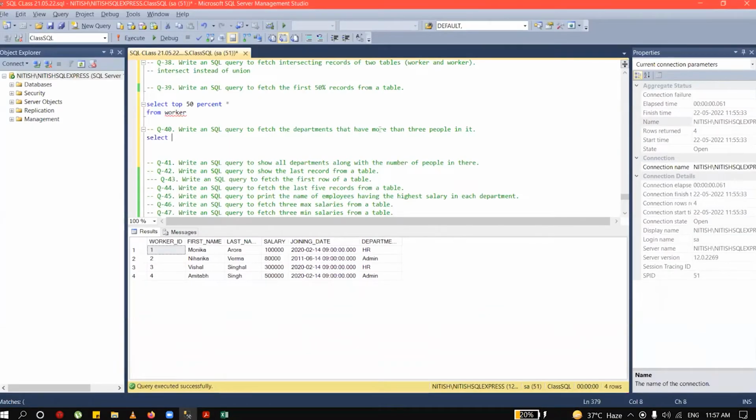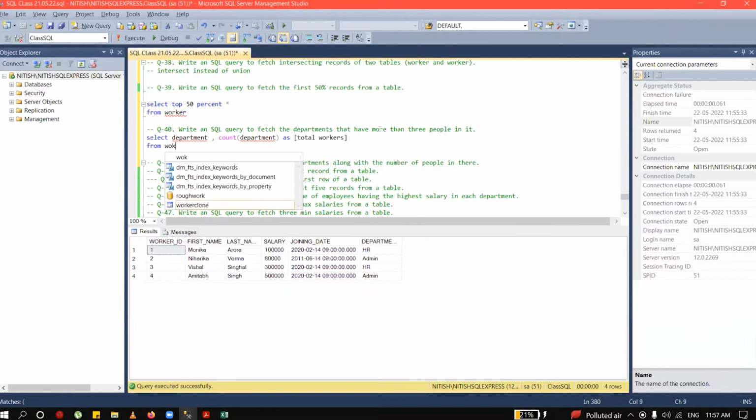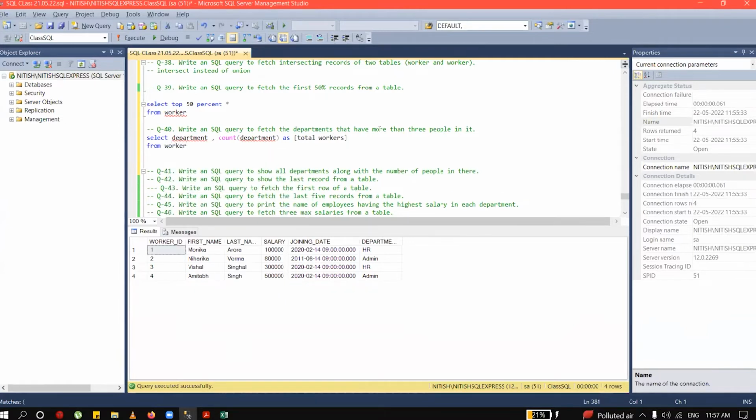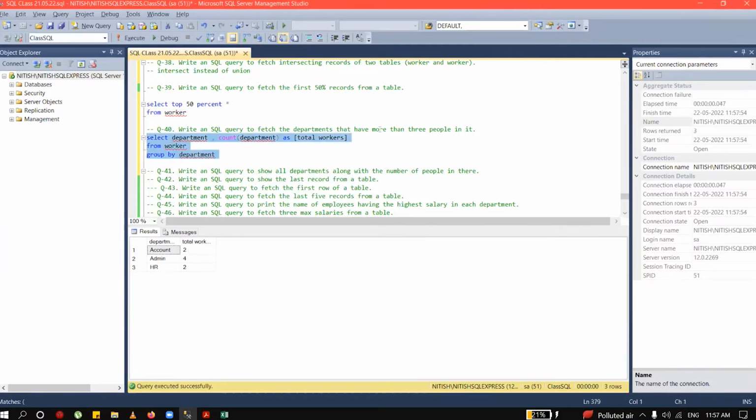Select department. Then again we want count of department, and let's say I call it total workers, from worker, and last is group by department. If I run these commands, you will see all the counts are available.